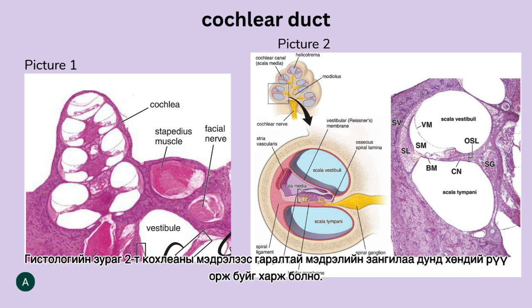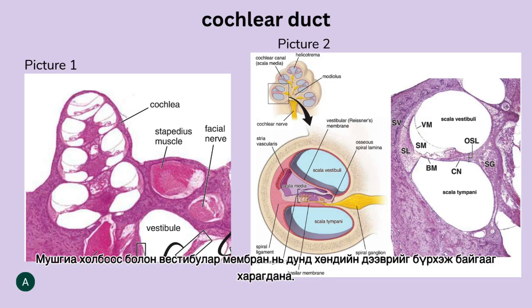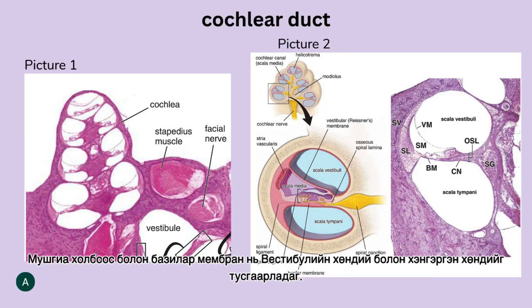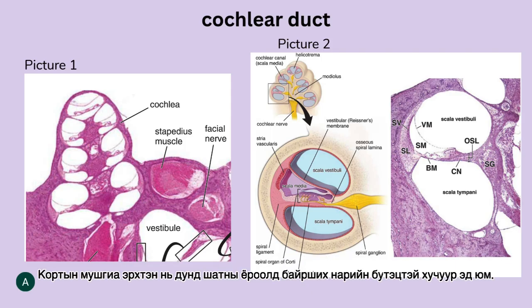In picture 2 of the histological slide, we can see a spiral ganglion that originates from the cochlear nerve going into the scala media. The spiral lamina and the vestibular membrane can be seen covering the roof of the scala media. On the lateral side is the stria vascularis covering the scala media. The spiral ligament and the basilar membrane separate the scala vestibuli and the scala tympani.